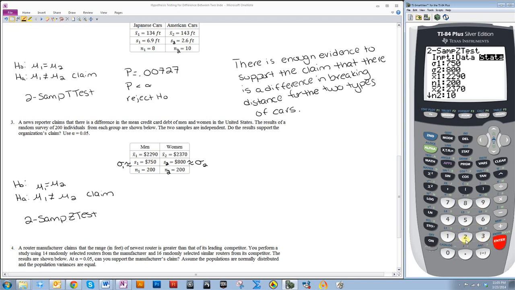N2 is 200. It's kind of annoying that the Z-test and the T-test ask for these variables in a different order, but you get used to it. Calculate. The value that we're looking for is the P. P is equal to 0.302. Alpha is 0.05. P is greater than alpha, so we fail to reject.